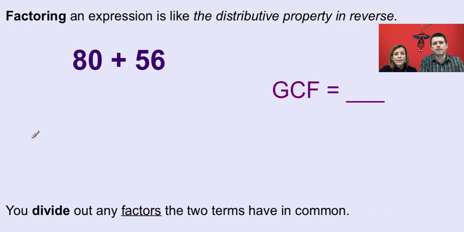All right, so we're doing another problem. We're looking at the greatest common factor of 80 and 56. Are you going to use the factor tree? You better, because 80 and 56 are pretty high to find the greatest common factor.